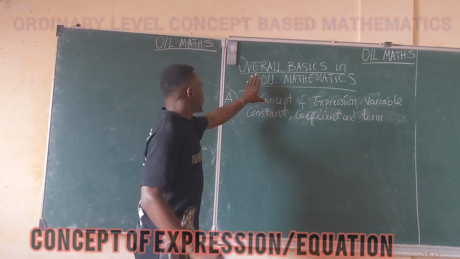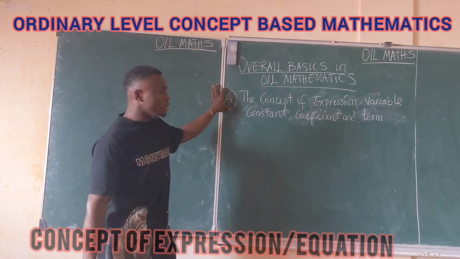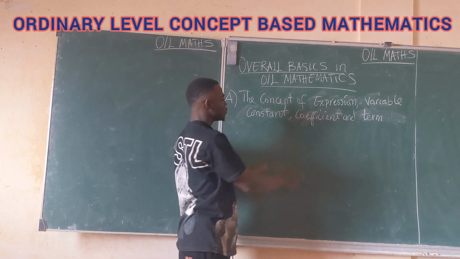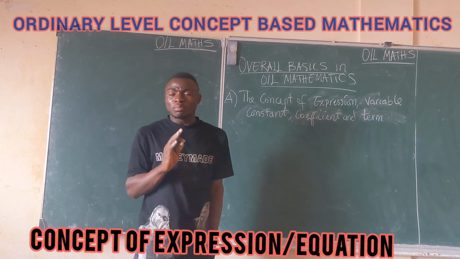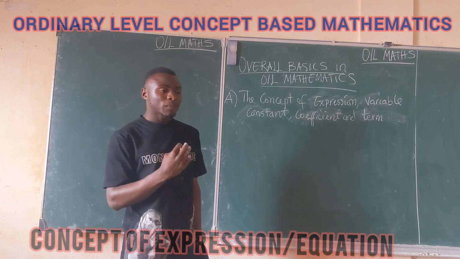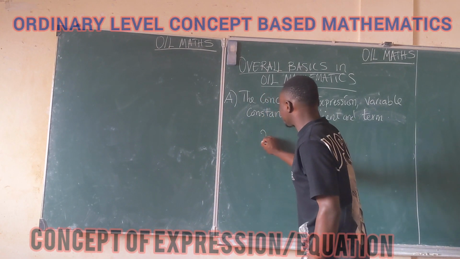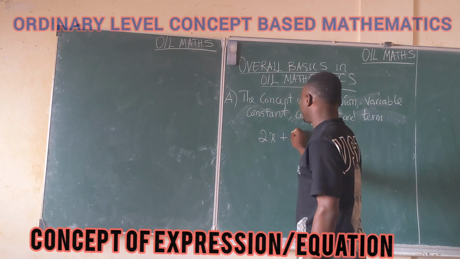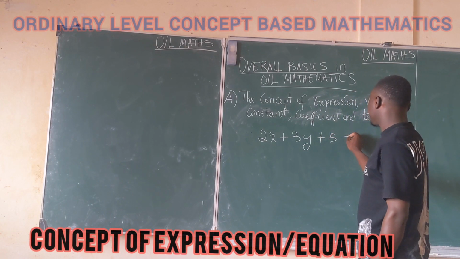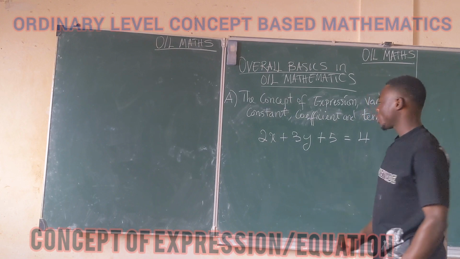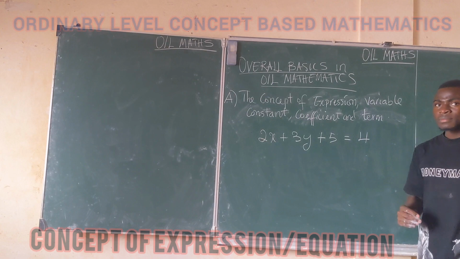Also, we're going to look at the core basics in ordinary level mathematics. The first part we are going to begin with is the concept of expression, variable, constant, coefficient, and terms. I'm going to make this very simple. We are going to consider an equation below: 2x plus 3y plus 5 is equal to 4. So this is an equation.